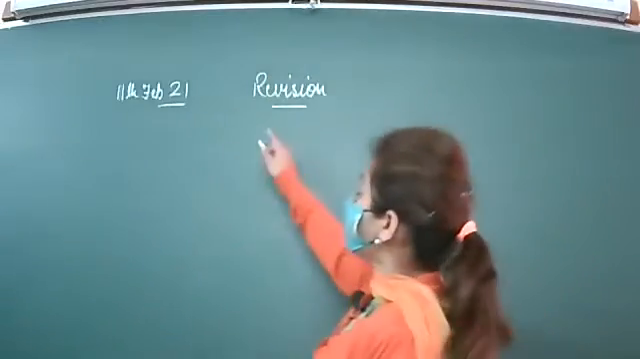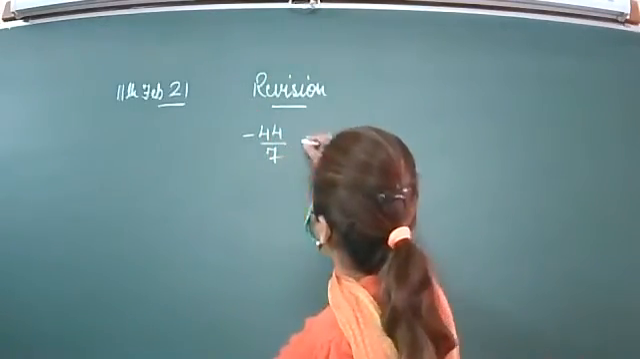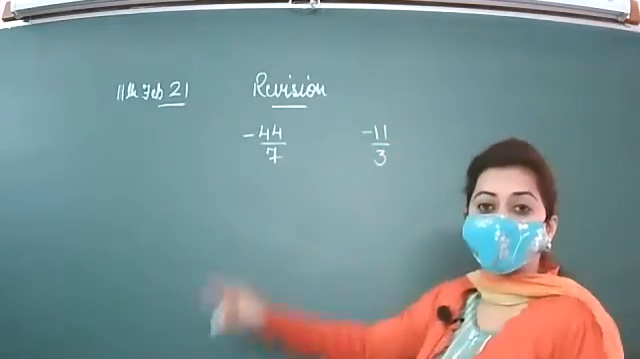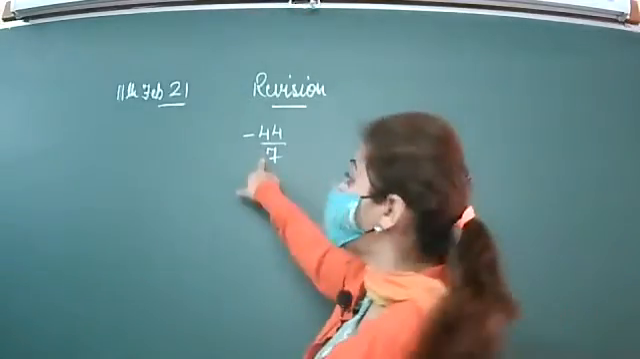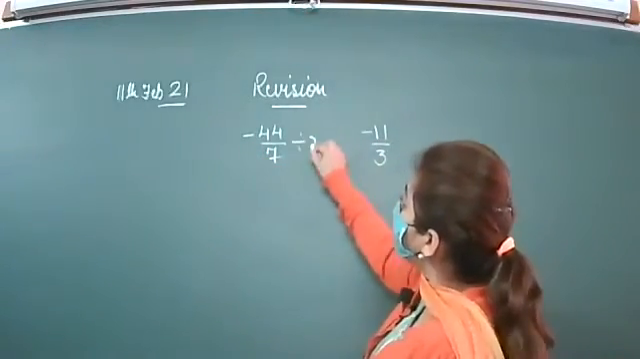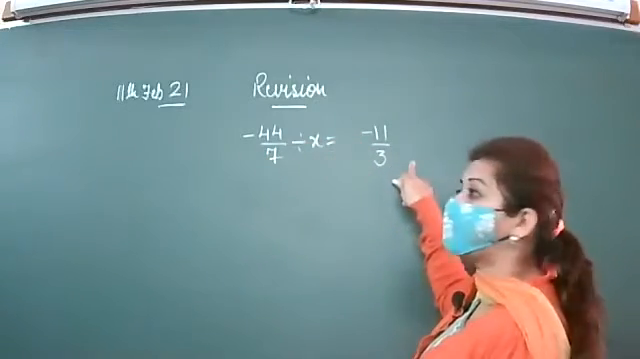Okay, now listen. By what number should minus 44 by 7 be divided to get minus 11 by 3? It means you have to find the number by which this number should be divided. Means इसको किससे divide करना है? Then let the number be x. So this should be divided by x to get this answer.